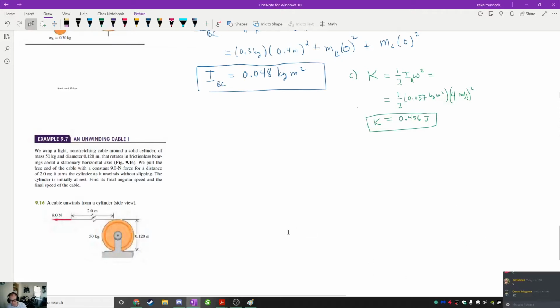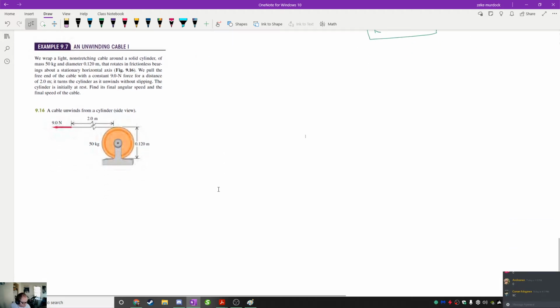Okay, this is the third hour of Physics 1A for March 5th. We're now going to look at some of the applications of rotational kinetic energy, and this is the first problem we're going to look at.